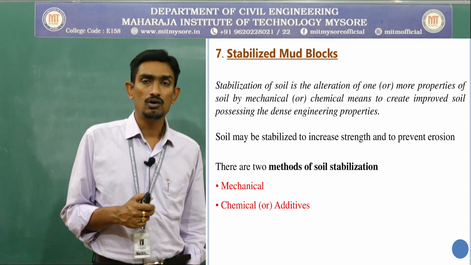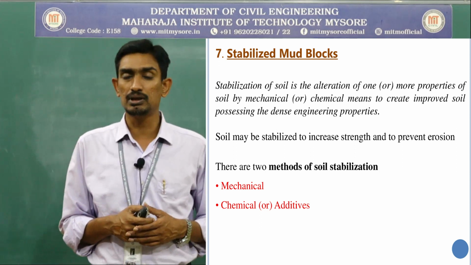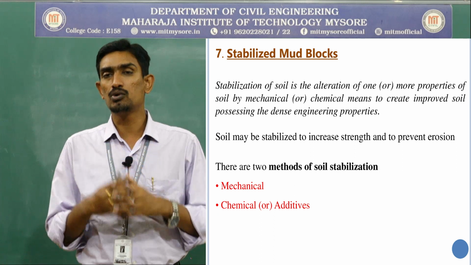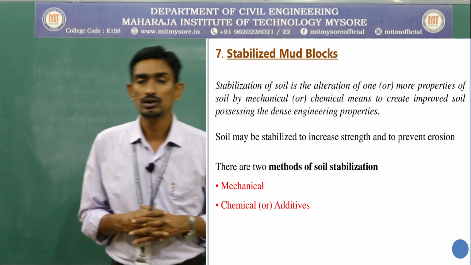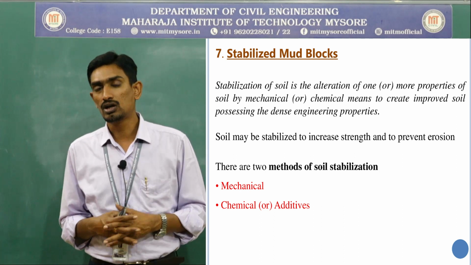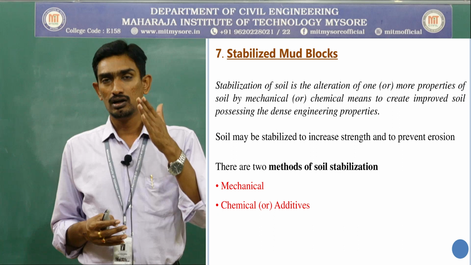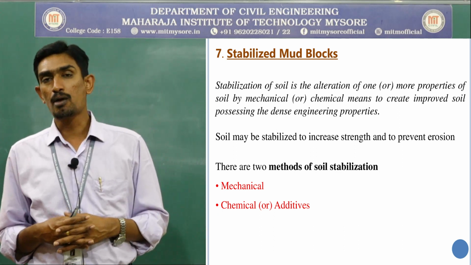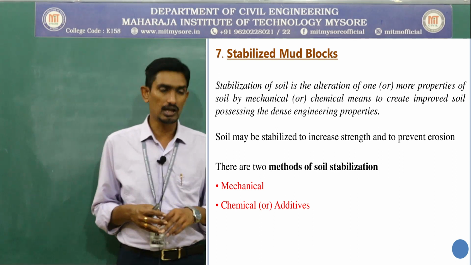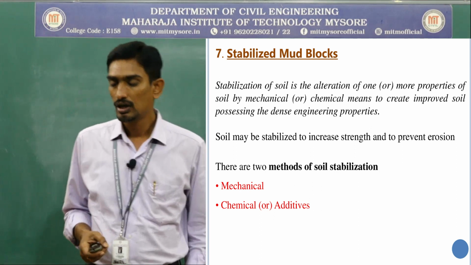Mechanical means, the mixture of soil from which you are going to produce an SMB, that is stabilized mud block, will get compacted. That means layer by layer I am going to compact the soil to produce the stabilized mud block, or I can say the machine press will induce the compaction. That is the mechanical way, because as I told, you can minimize the voids by doing proper compaction. If we do proper compaction, the density will be increased. With increase in density, we can increase the strength of the block. Is it clear?